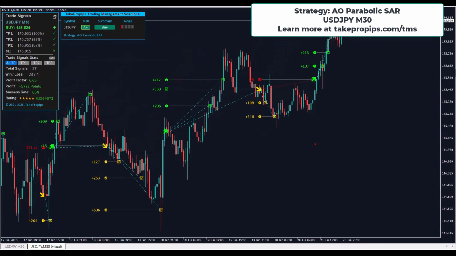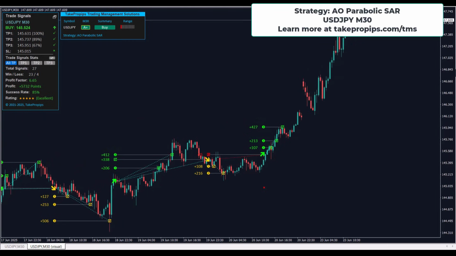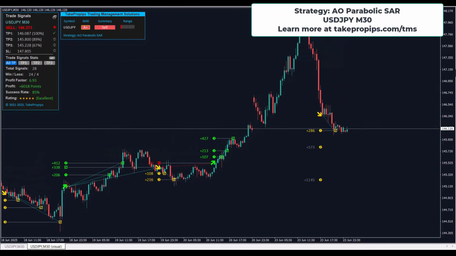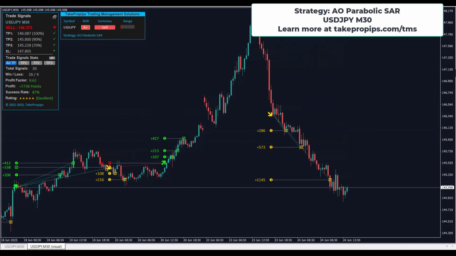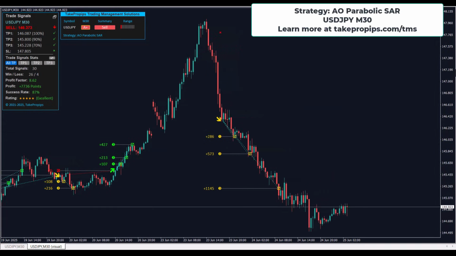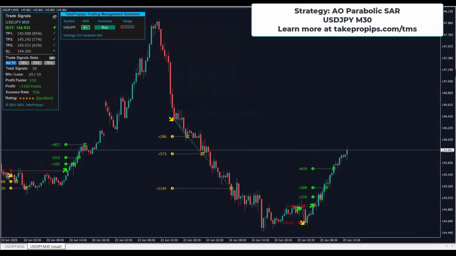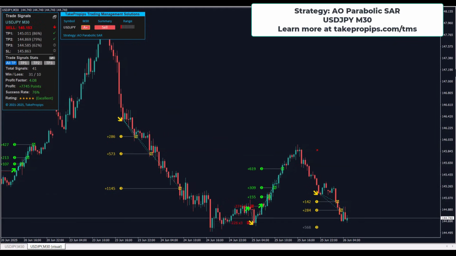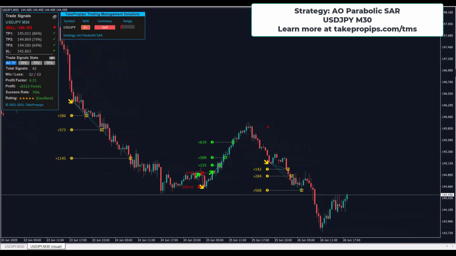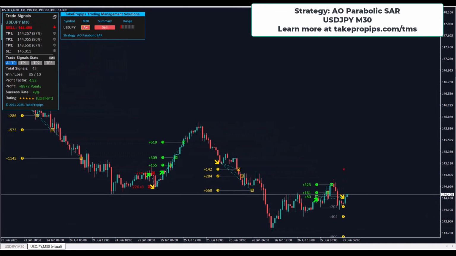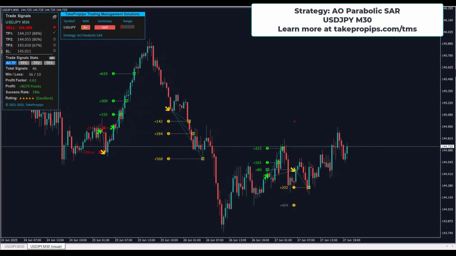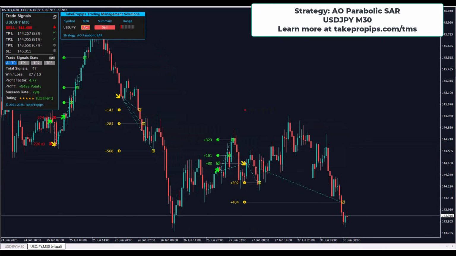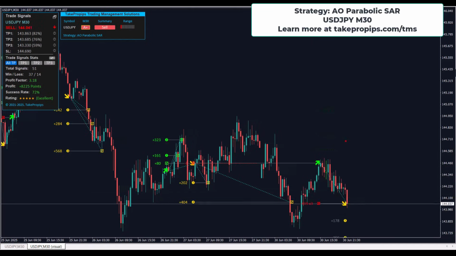This strategy uses two main indicators, the Awesome Oscillator and the Parabolic SAR. The Awesome Oscillator, also known as AO, measures market momentum by comparing short-term and long-term market forces, and it fluctuates above and below a zero line. When it crosses above zero, it signals that bullish momentum may be building. And when it crosses below zero, it suggests bearish momentum is increasing.